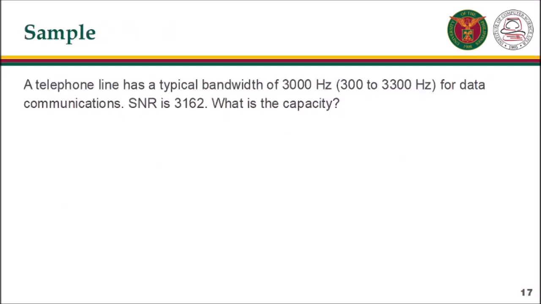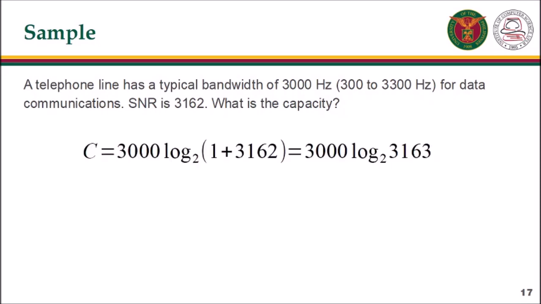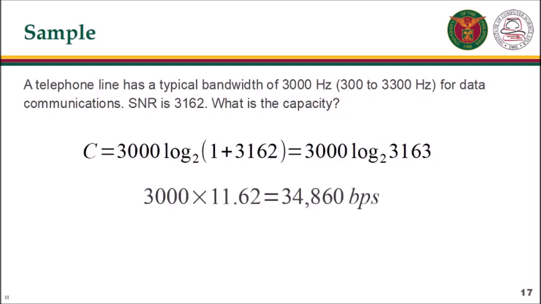Sample: a telephone line has a typical bandwidth of 3000 Hz for data communications. SNR is 3162. What is the capacity? Using the formula, we get 34,860 bits per second.